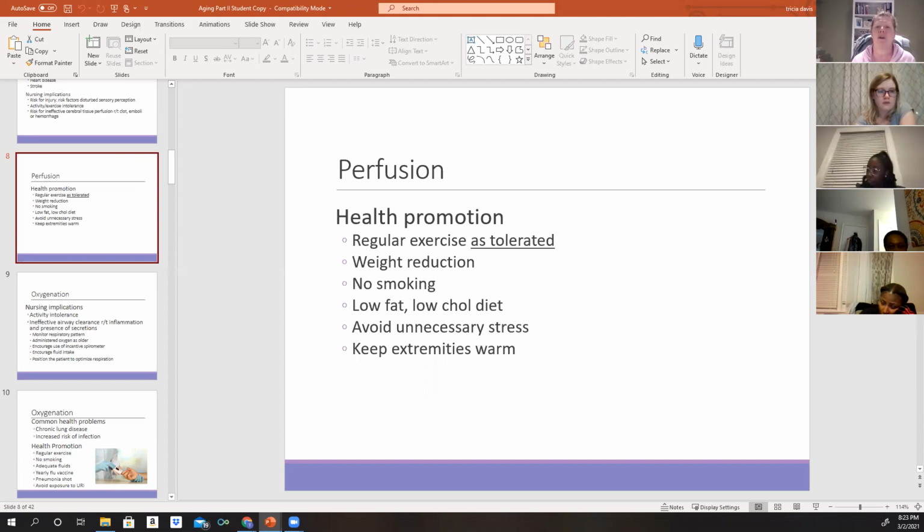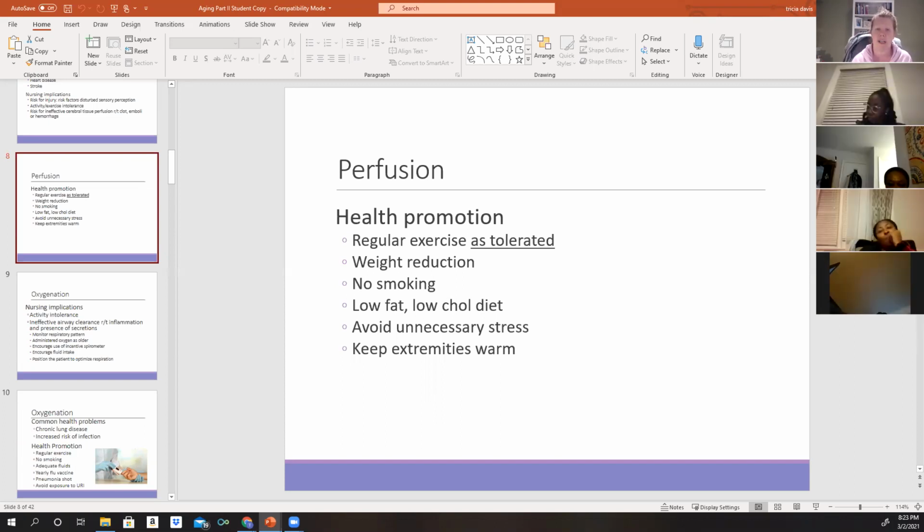So we want them to have that low-fat diet, low cholesterol diet, avoid any unnecessary stress, and then we want to make sure that they're keeping their extremities warm. So we could think of this in terms of when they go outside in the winter because they're more at risk for frostbite because of that loss of that subcutaneous fat. And then also just sitting around the house, you'll notice that they're always cold.